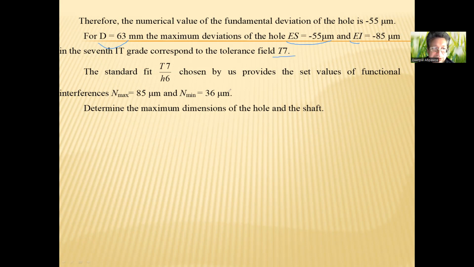The standard fit T7H6 chosen by us provides the set values for functional interferences: maximum 85 micrometers and minimum 36 micrometers. Determine the maximum dimensions of the hole and the shaft.